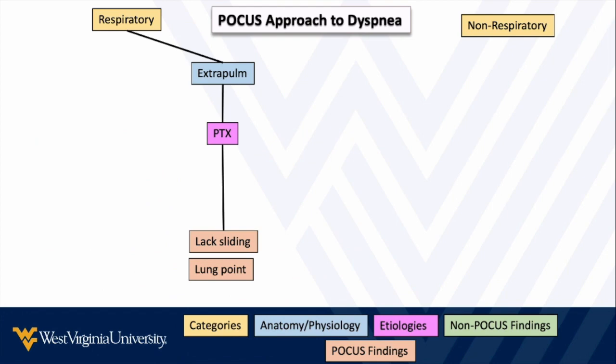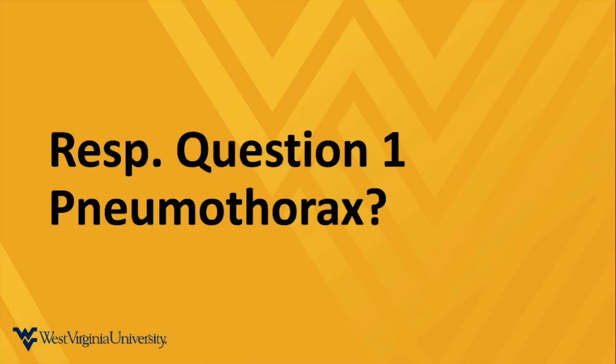So here are our respiratory causes. Let's start off with the extrapulmonary things like pneumothorax. The main findings are going to be lack of sliding and a lung point. Remember, most of the time the air is going to go to the most anti-dependent area. So think about where that is on your supine patient. Put the probe on the place closest to the ceiling. So that's question number one.